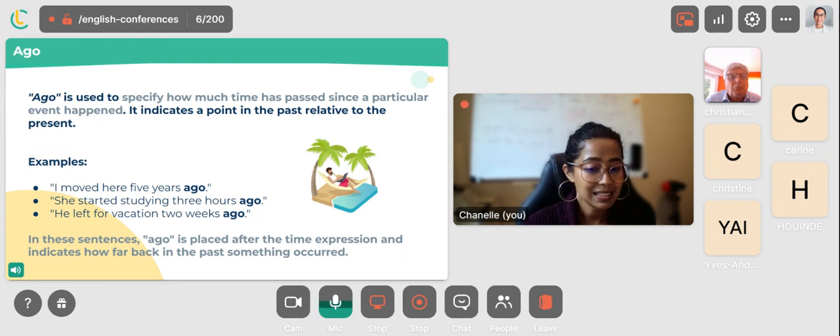In these sentences, ago is placed after the time expression and indicates how far back in the past something has occurred. So, en français, on dit il y a 2 jours. So, your time expression or your duration of time will go after il y a. In English, it's the other way around. We first put the duration of time, and after the duration of time, we add ago, which is our indicator of time.